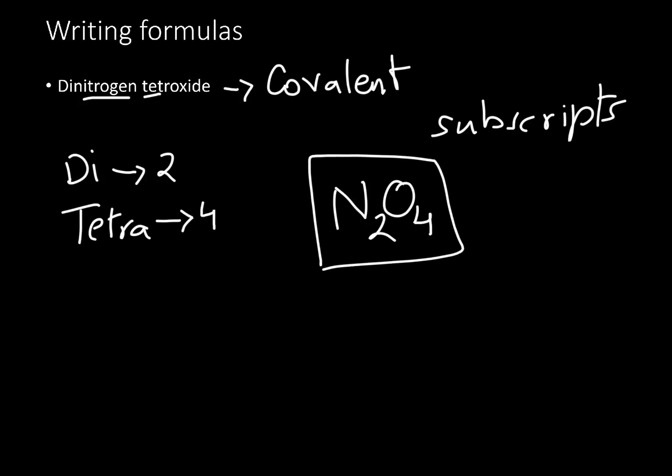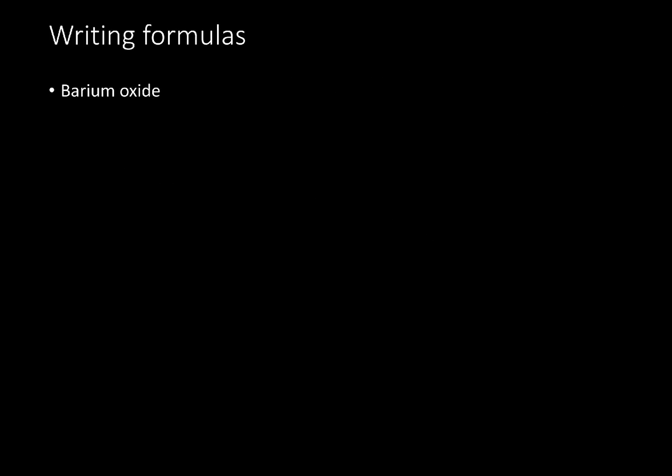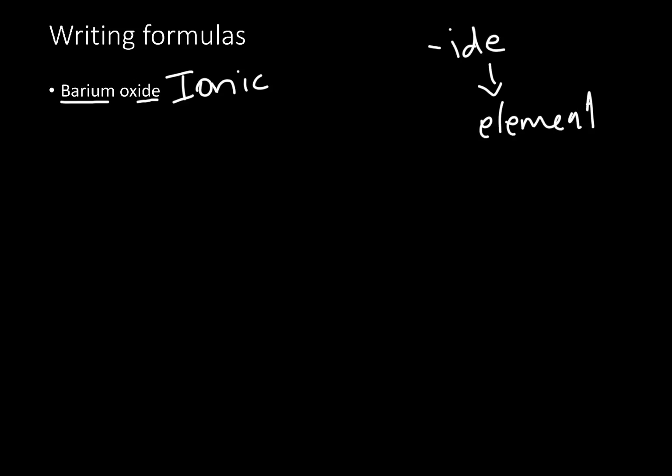So writing covalent compound formulas is very simple. You just need to know the subscripts and what number they stand for. Here I have taken an example of another ionic compound, because this is a metal, so this is ionic. But this time I want you to pay attention to the suffix of the non-metal. You know that oxide ends with ide. If it ends with ide, then it's an element. It is not a polyatomic ion.